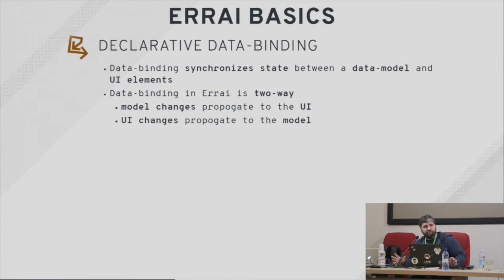All right, and the last feature in this section that I'll talk about is the two-way data binding in Errai. So I think we talked a little bit about data binding yesterday, but in general, this is a feature that allows you to declaratively synchronize the state between some kind of data model and some collection of UI elements. And I think this is a really powerful feature that helps remove a lot of common boilerplate from web applications where you would otherwise just be writing code to update state.